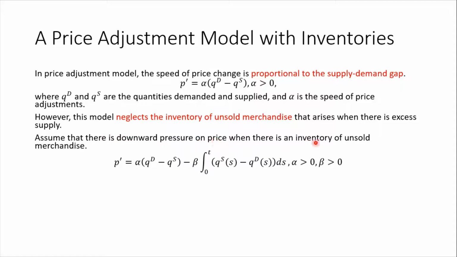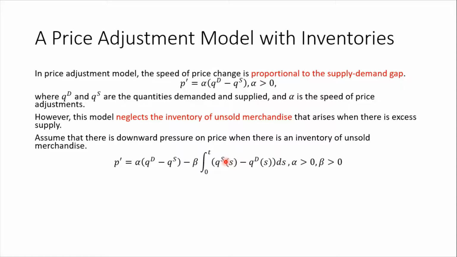Now, if we have a downward pressure on price when there is an inventory, the price will go down when there is an inventory, and it is proportional to the number of inventory. If there is a lot of inventory, of course the price will go down further, right? So this is our original model, and we put a minus here, so this one will go further down because of the inventory.